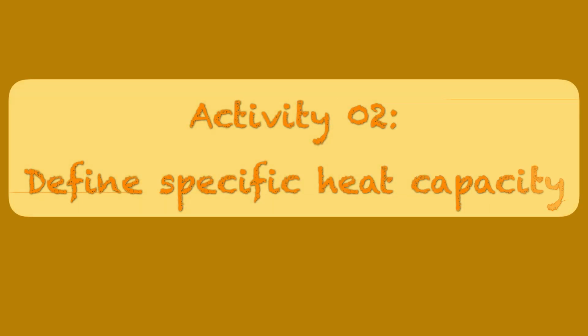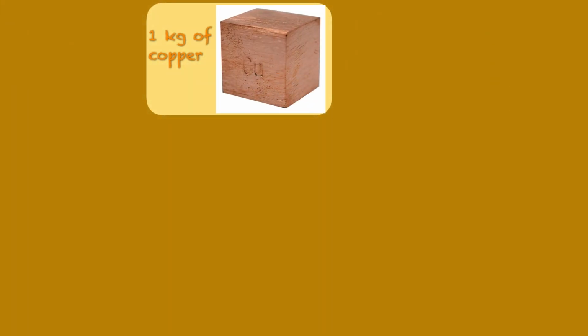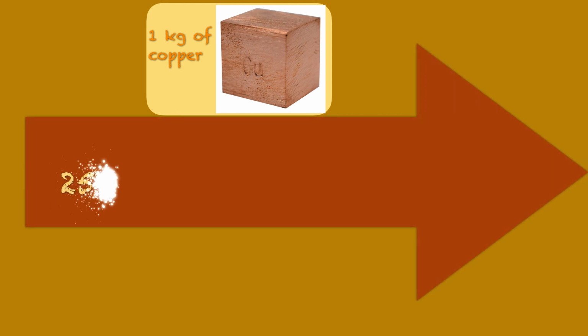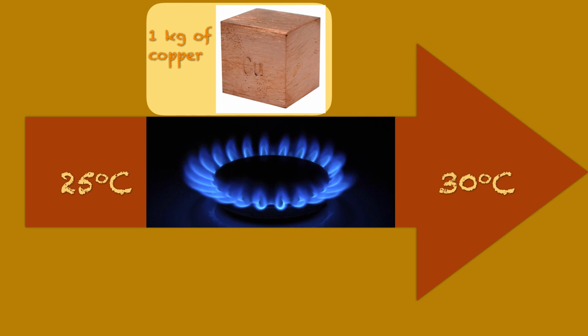Activity 2. Define specific heat capacity. In order to understand the specific heat capacity, let's hear this story. Once upon a time, a block of copper weighing 1 kilogram, having a temperature equal to 25 degrees Celsius, would like to increase its temperature to 30 degrees. In order to do so, it must gain heat. So, he made an agreement with Mr. Oven in order to get the necessary heat to increase its temperature.